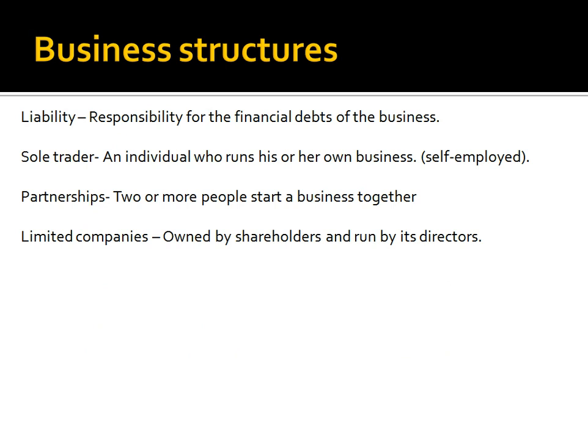So, business structures, liability, this is really key to know. It is responsibility for the financial debts of the business. Sole trader is an individual who runs his or her own business, so they're usually self-employed. Like plumbers, builders, hairdressers. Partnerships, so two or more people starting a business together. You usually think of dentists and solicitors, like John and Max solicitors. So they're a partnership because it's both of them.